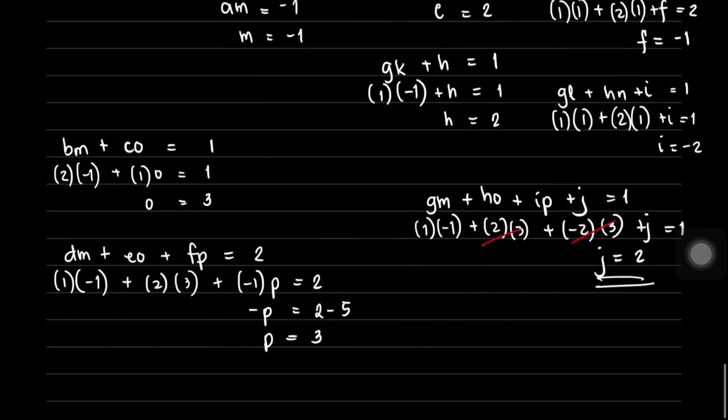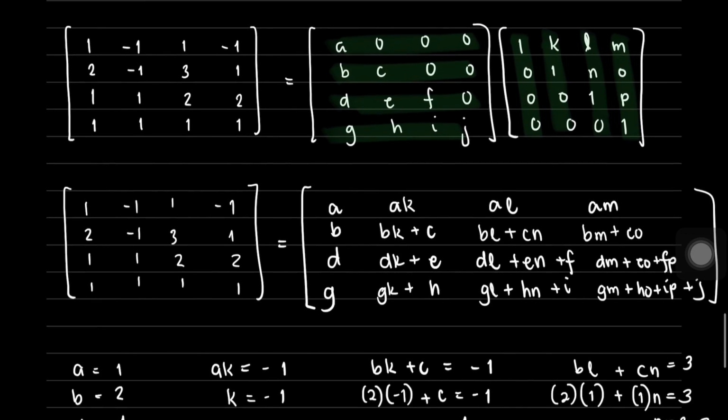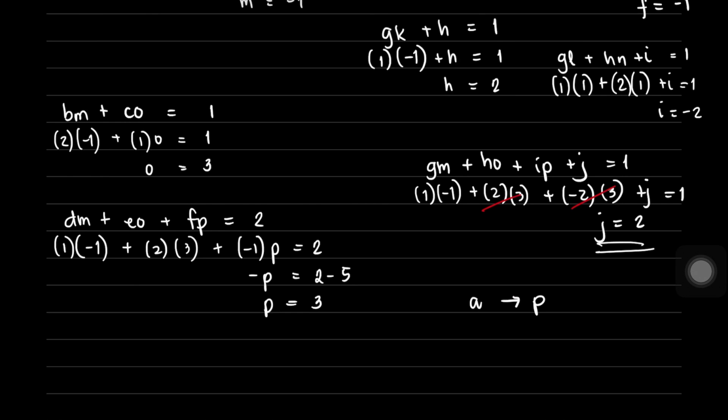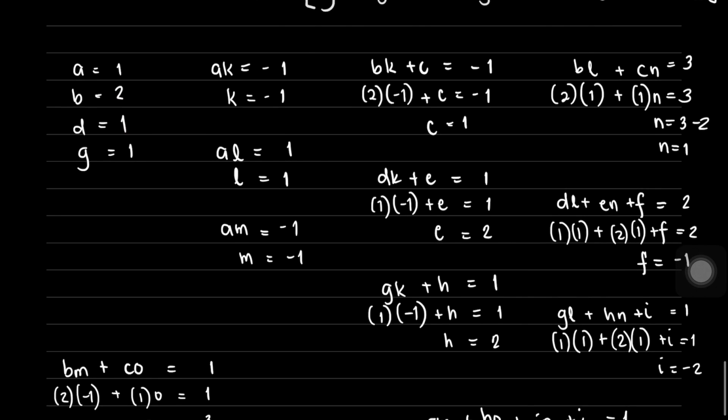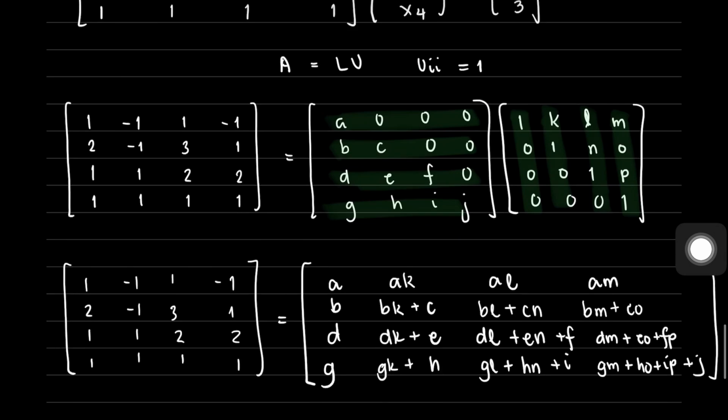Alright? Now, we already solved for the values of A to letter P. Going back to our expression here, we now write the lower triangular matrix and upper triangular matrix with the corresponding values of A to P.